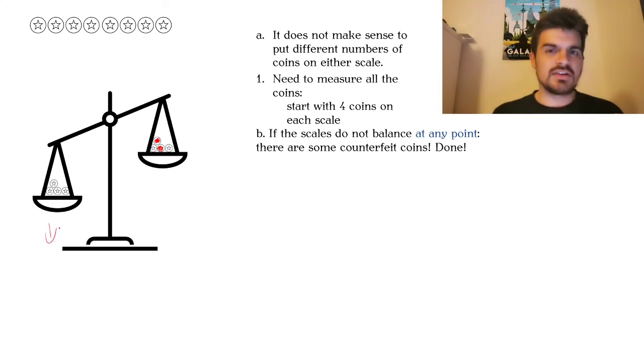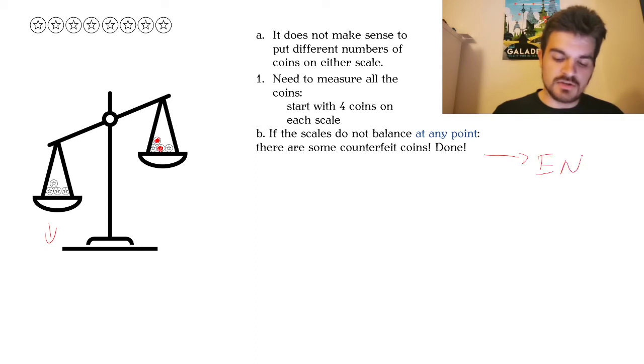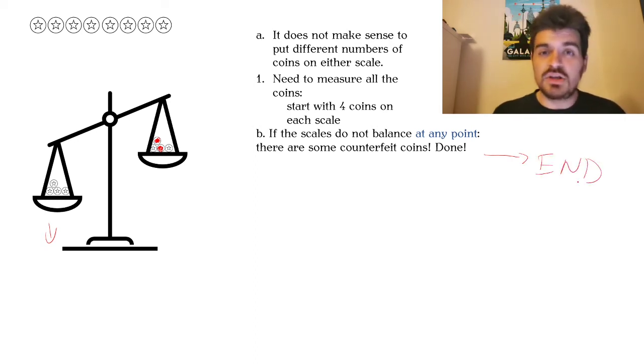And the funny thing about this problem is that if the scales don't balance at any point, that means there are some counterfeit coins. That means that the coins weigh different amounts, because we always put the same numbers of coins on each scale. So the only possibility in which they don't balance is because the coins that we put there have different weights. So that is the end. In this case, that is the end. We know some of the coins are counterfeit.